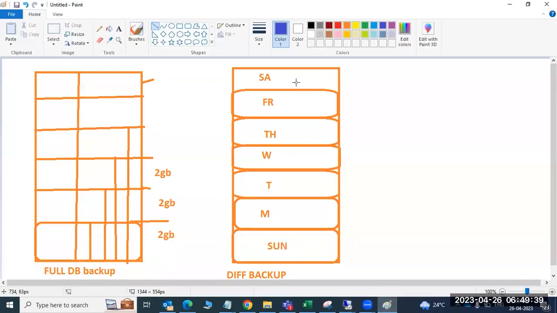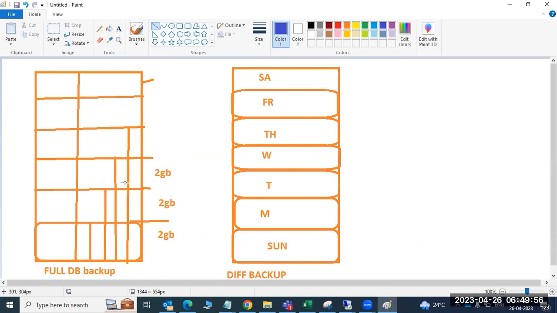Why? Because these are the delta backups. There is the full backup and the delta backup. Delta backups are of two types. One is the differential backup and the second one is the incremental backup. I will explain what the differential backup and the incremental backup are.